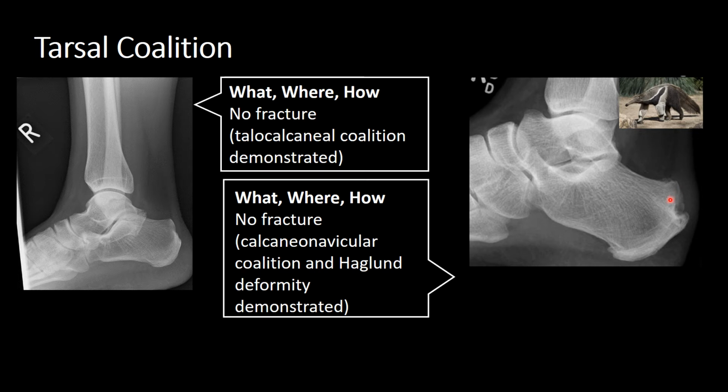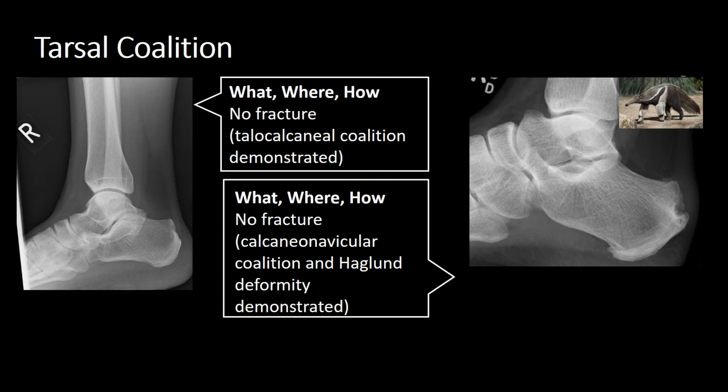Interestingly as well, there is irregularity to the calcaneal tuberosity at the Achilles tendon insertion, and this is referred to as Haglund's deformity. Haglund's deformity is a retrocalcaneal bursitis and can be very uncomfortable.